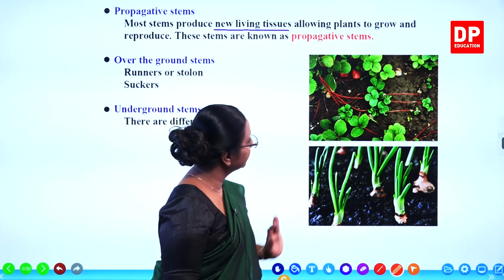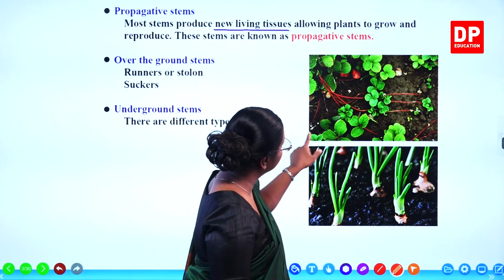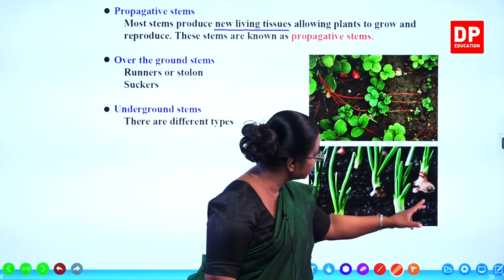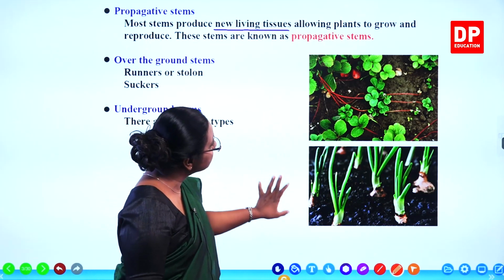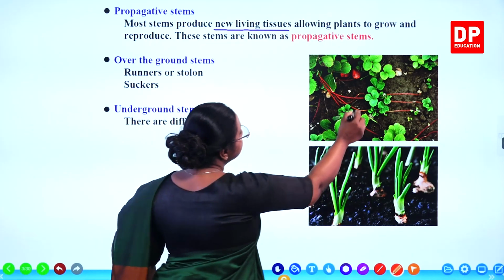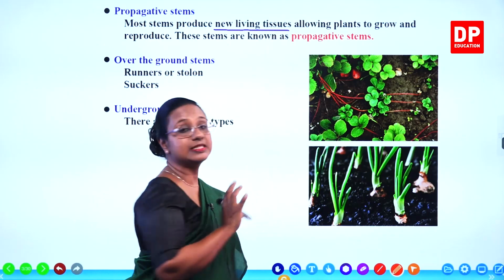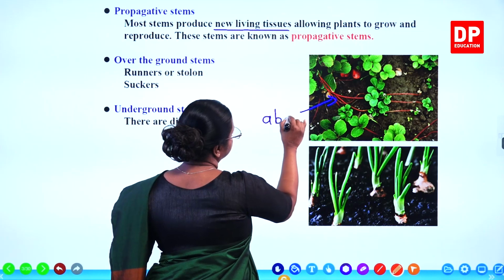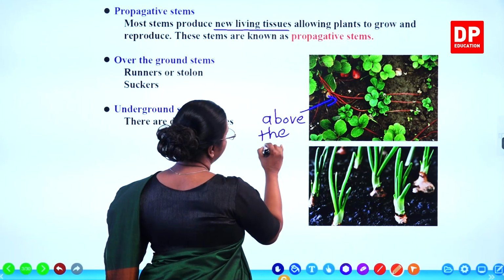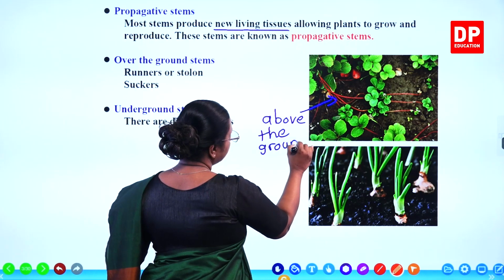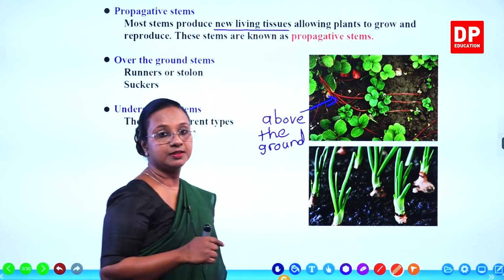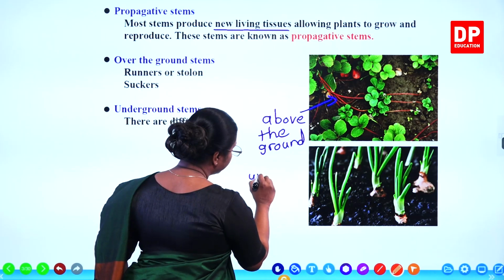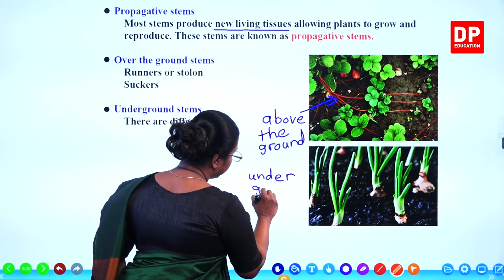Then look at the two pictures here. Now this is actually a strawberry plant that is similar to a gotu-kola plant. And here you can see onions. So now what is the difference here? These red colored structures are the stems. Now these stems are above the soil, above the soil or the ground. Now, can you see stems here? No. So, what are they? They are underground stems.